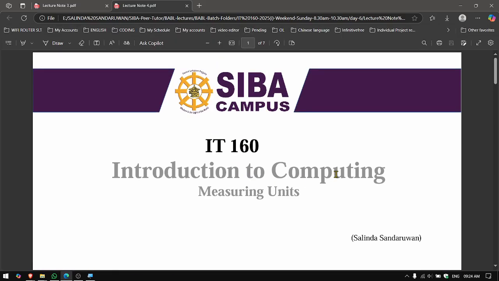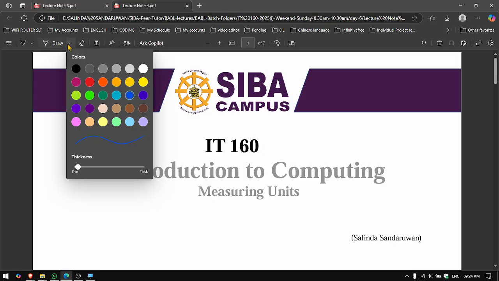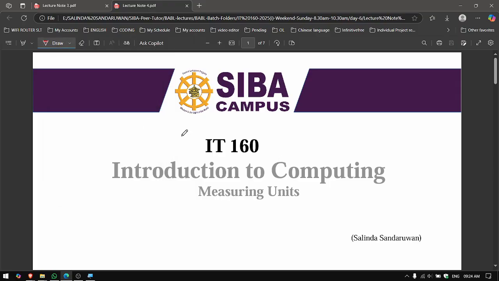Introduction to computing measuring units. Normally, we are using measuring units in our day-to-day life. So let me give you an example. Imagine you have got a news that 20 friends will come to your home. They are coming for the dinner.